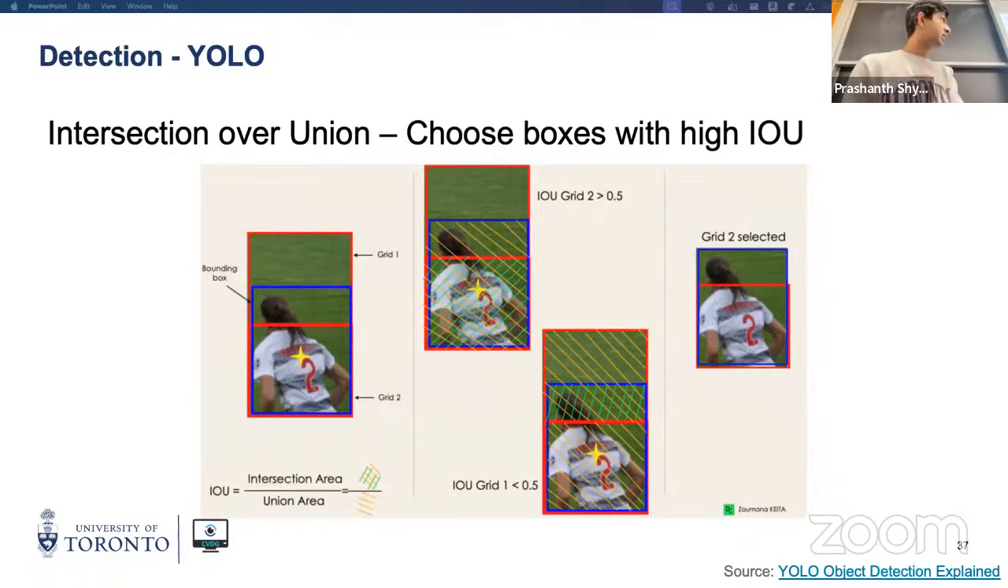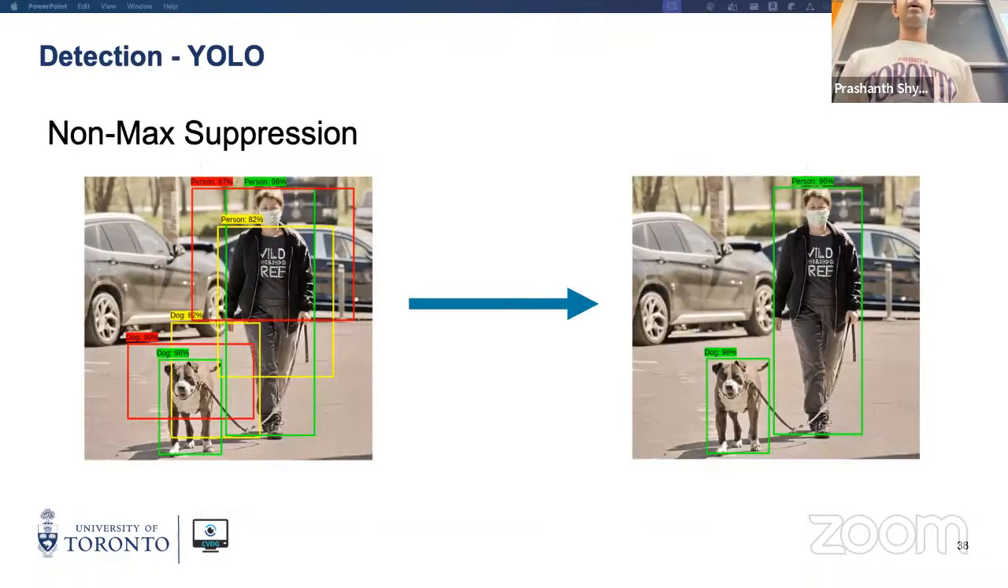The cost function is done by using intersection over union. It's just how much the bounding boxes from predictions intersect over the actual total area from the ground truth. And then once we get a bunch of detections, it uses non-max suppression to filter out the detections.